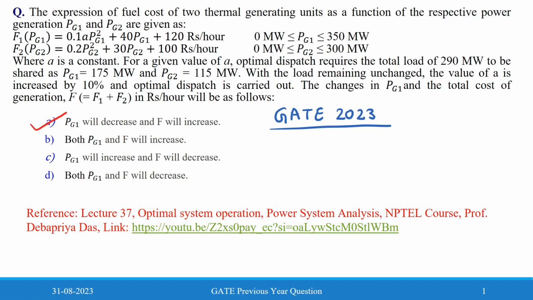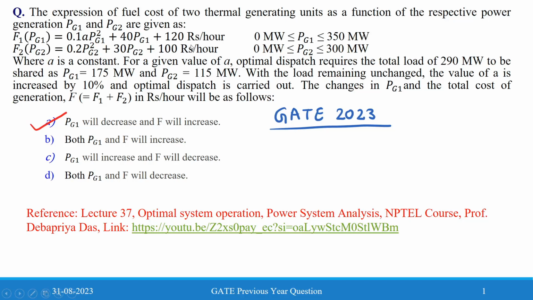The fuel cost of the first unit is 0.1 a Pg1 squared plus 40 Pg1 plus 120 rupees per hour, with the constraint that Pg1 is more than 0 megawatt and lower than 350 megawatt. The fuel cost for the second generating unit is 0.2 Pg2 squared plus 30 Pg2 plus 100 rupees per hour, with Pg2 more than 0 megawatt and lower than 300 megawatt, where a is a constant.